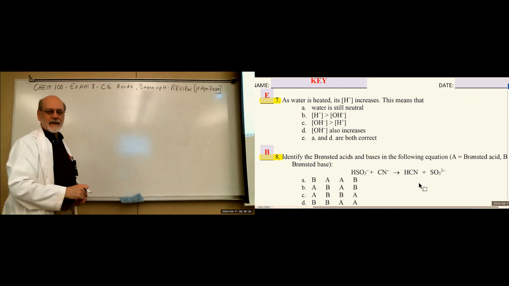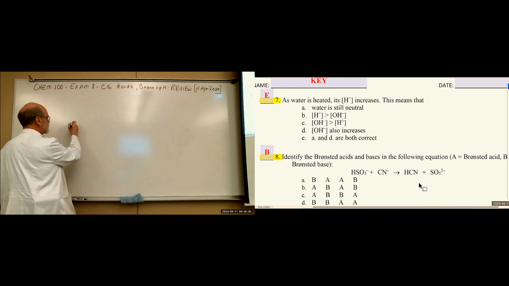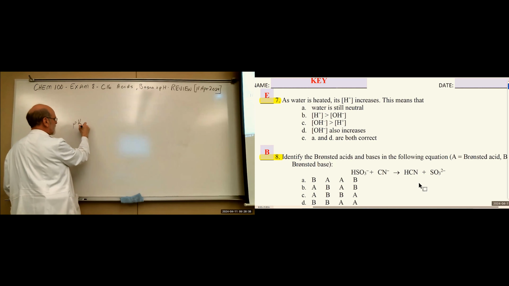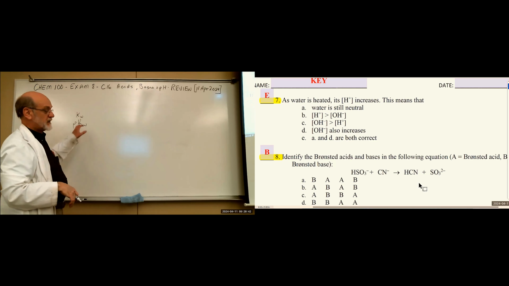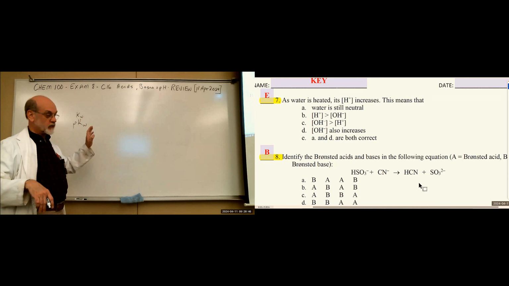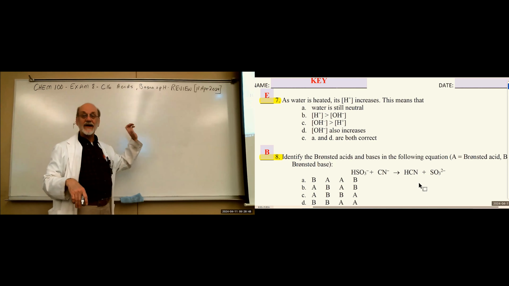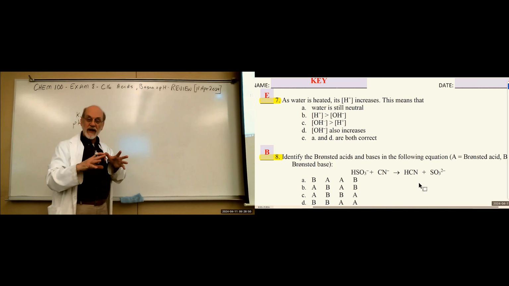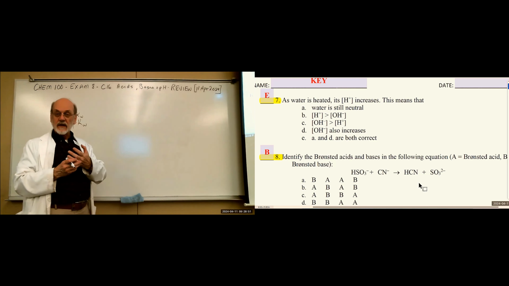Now, if you increase the temperature, what happens to pKw or Kw? They will change. Those values will change. If you increase the hydrogen ion concentration and the hydroxyl ion concentration, multiply them together, you should get a larger value for Kw and a smaller value for pKw.